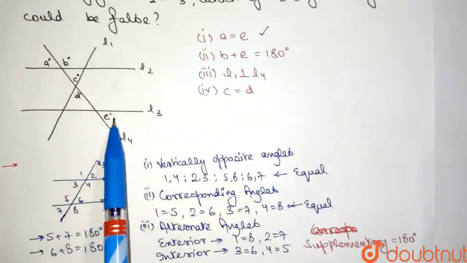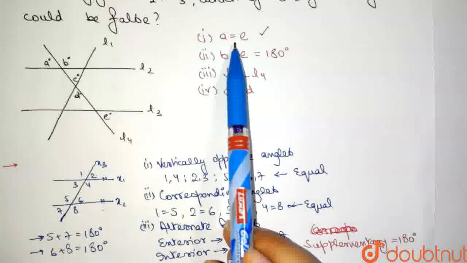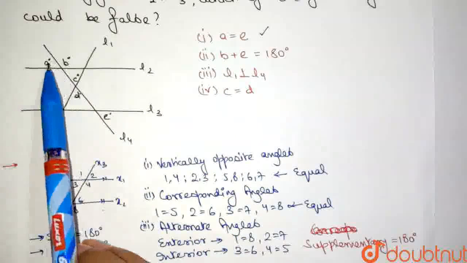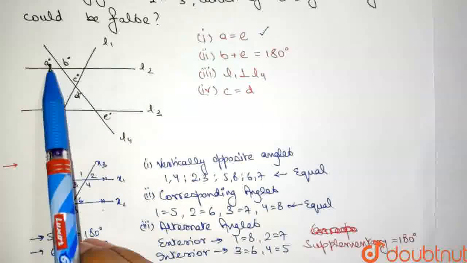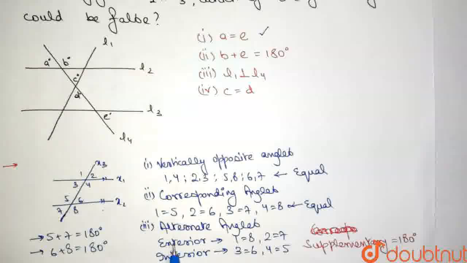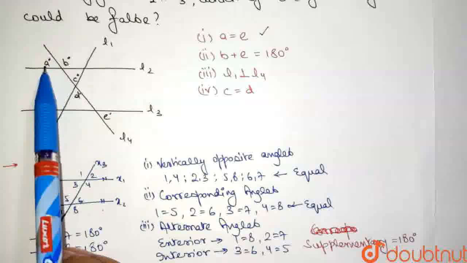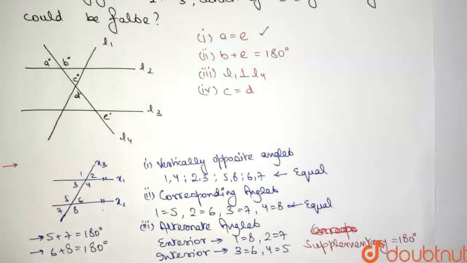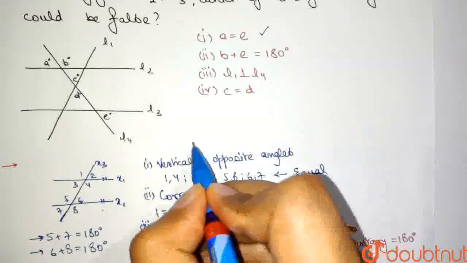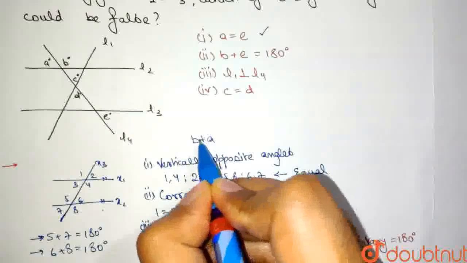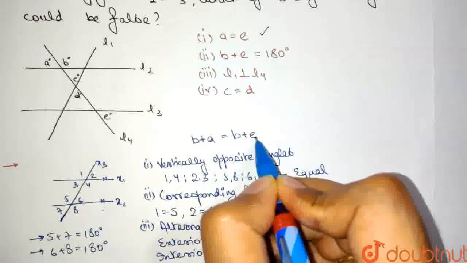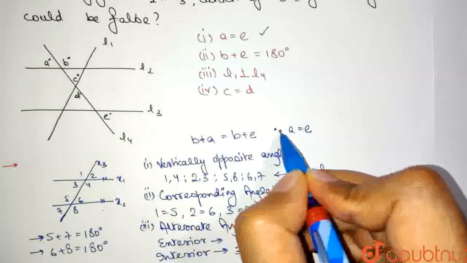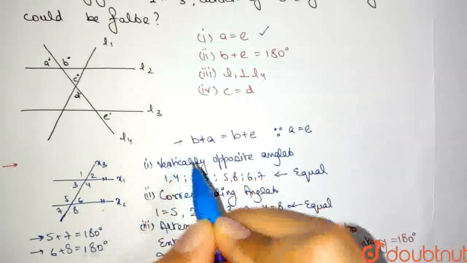So how do we look at this question? Now in the first option, we checked that A is equal to E. That means E has the same value as A, and we have verified this, that they are alternate exterior angles. And we can say that B plus A is the same as B plus E, right? So we can say B plus A is equal to B plus E. Why? Because A is equal to E, right?